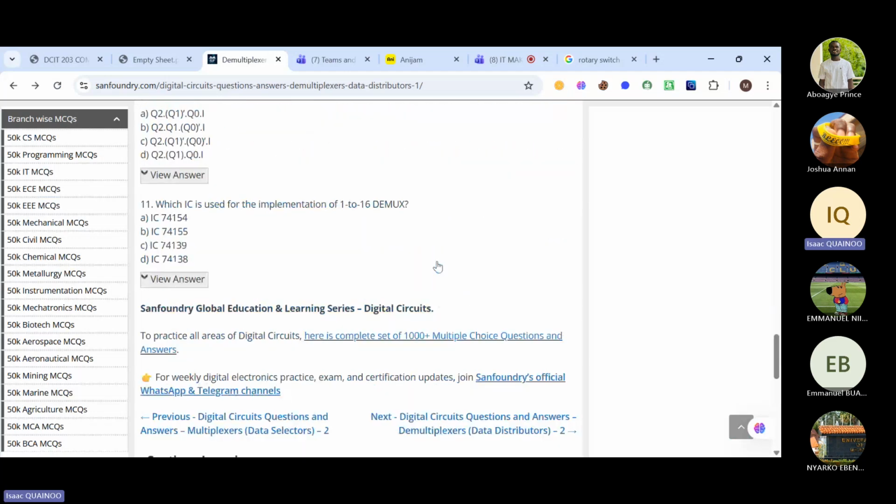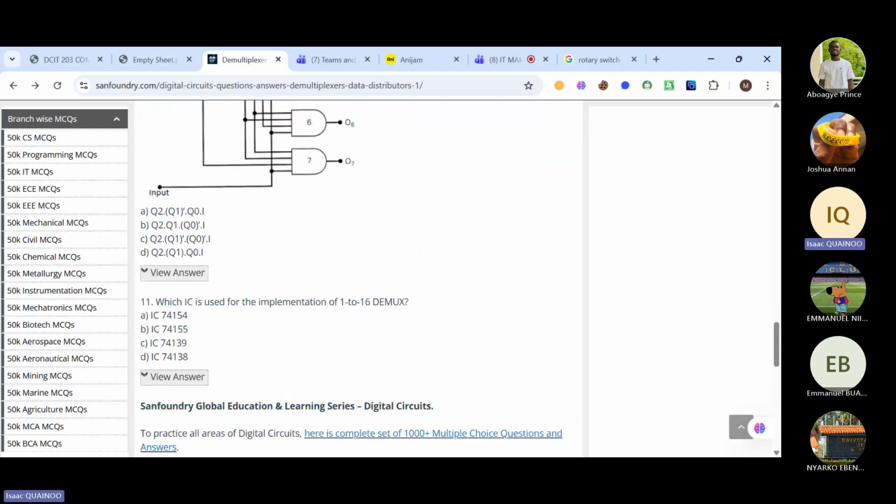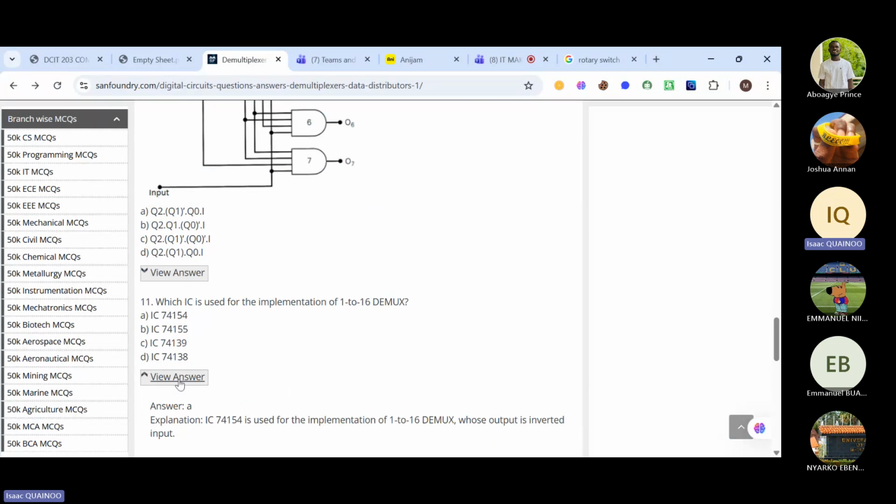Okay, so we have our last question. Which IC is used for the implementation of a 1 to 16 demux? I'm not sure of that myself. So this is IC 74154, which corresponds to A. It's used to implement a 1 to 16 demultiplexer.